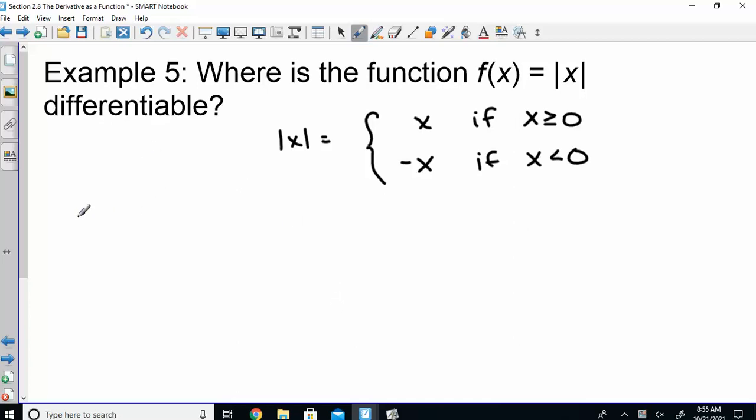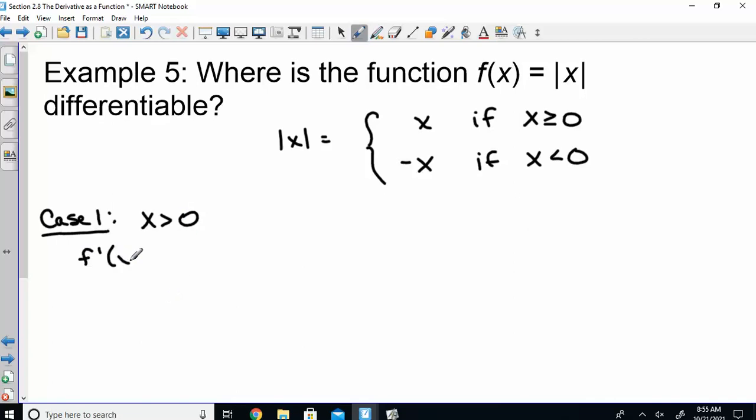So let's take a look. Really I want to look at three different things. I want to look at when x is greater than 0, when x equals 0, and when x is less than 0, and see if we have a derivative in all of those situations. So I'm going to start first when my x is a positive number.